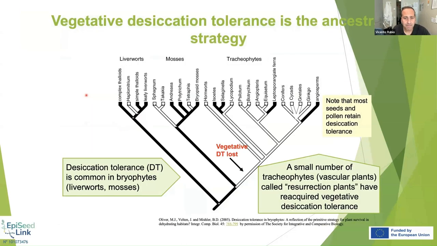And actually, as I said, this desiccation tolerance evolved when plants colonized land, particularly in liverworts and mosses, but it also happens in some vascular plant species, and it appeared several times in evolution, at different times. So the point is that most vascular plants evolved different strategies to cope with this water limitation.